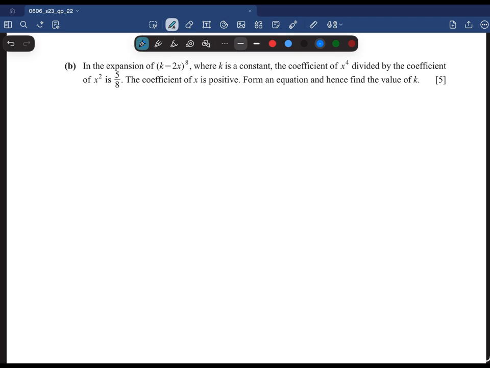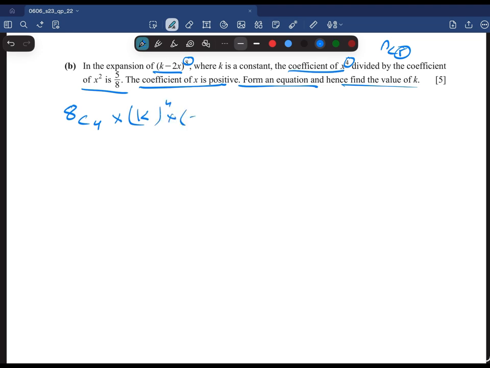In the expansion of this, where k is a constant, the coefficient of x to the power 4 divided by the coefficient of x squared is 5 upon 8, where the coefficient of x is positive. Form an equation and hence find the value of k. Okay. Now, as x is in the second term in our binomial, the value of the power will be equal to the value of r in nCr, where n is equal to 8.